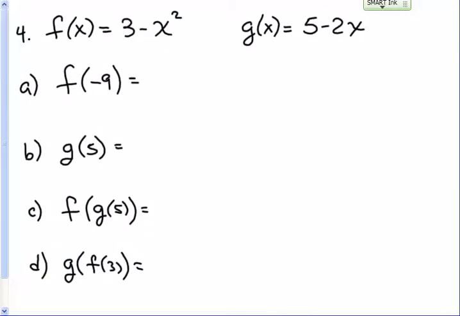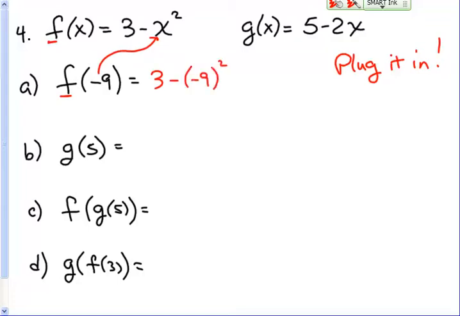Now our last problem, function notation. Function notation means plug it in and calculate. F matches with the F here, so we're going to plug negative 9 in for the x. So I've got 3 minus negative 9 squared. Make sure you put the negative 9 in parentheses, especially if you're using the calculator. Negative 9 squared is 81, so I have 3 minus positive 81, which gives me negative 78 for the first problem.